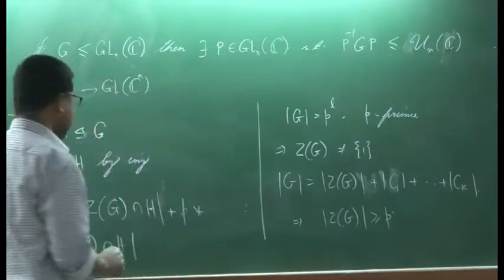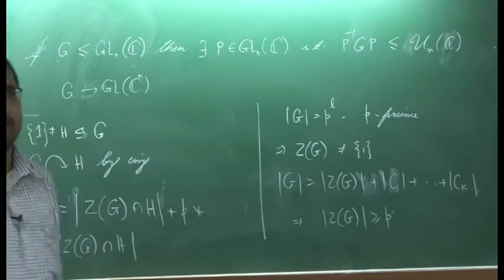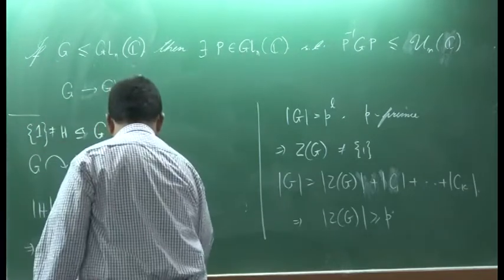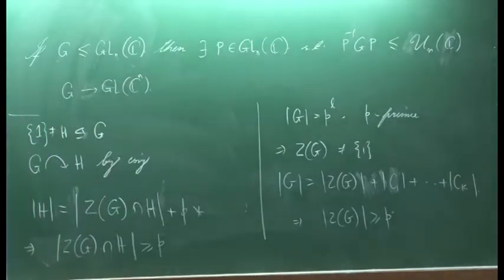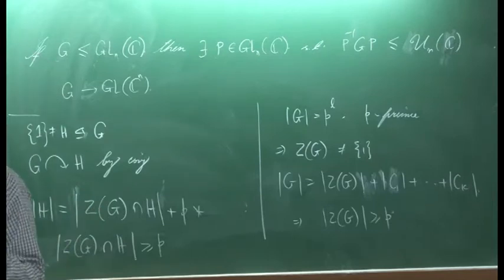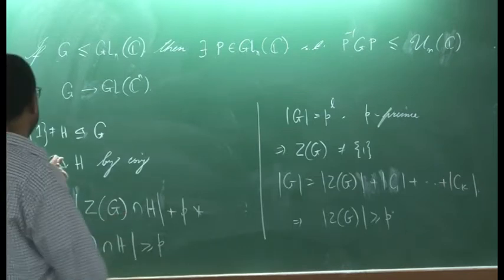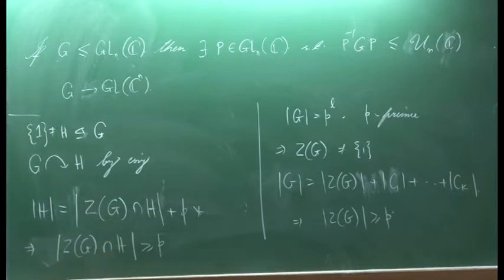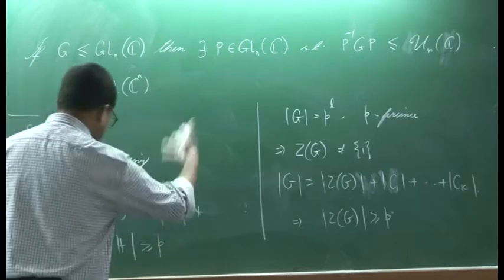This is divisible by P, and this is of course at least 1 because the identity is there. Hence this also has order P. Thus we in fact prove something stronger: every non-trivial normal subgroup of G intersects the center of G non-trivially. And in particular, if G itself has order P, then G has to be contained in the center. That is, we prove that every normal subgroup of G of order P has to be contained inside the center. So this is what we obtain as a consequence of that counting formula.